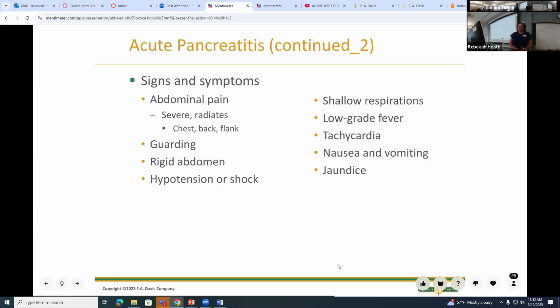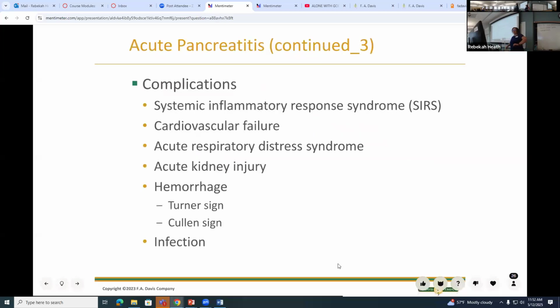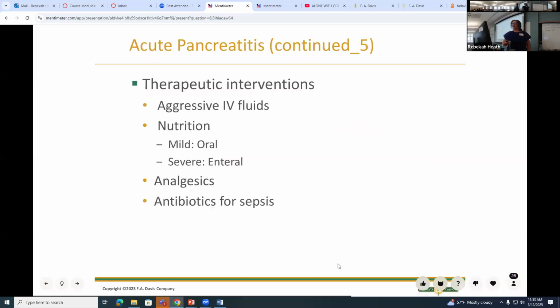So signs and symptoms: severe pain. It usually is in the abdomen, but it radiates to the chest, the back, the flank. The patients are guarding. They don't want anybody to touch them. Sometimes the abdomen can be rigid. Might see high temperature or low-grade fever, high pulse rate, nausea, vomiting. If it's affecting the liver as well, sometimes it can even have some jaundice. So with acute pancreatitis, pain's the biggest thing. If it goes on longer term, it can affect a lot of these other organs and cause cardiovascular failure, respiratory failure, kidney failure.